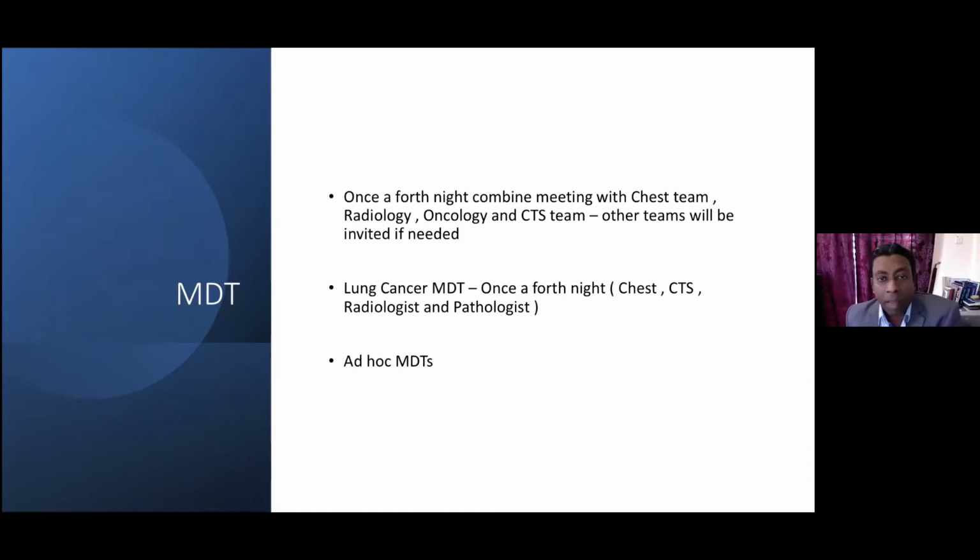Now, the MDTs, what do we have basically? A once a fortnight meeting. We have it together with the chest team, radiology, oncology, and CTS team. Other teams are also invited when it is needed. We have a lung cancer MDT once a fortnight between the chest, cardiothoracic, radiologists, and pathologists. And we also have ad hoc MDTs whenever needed, when we get complex thoracic cases where we need to decide to operate or not to operate.